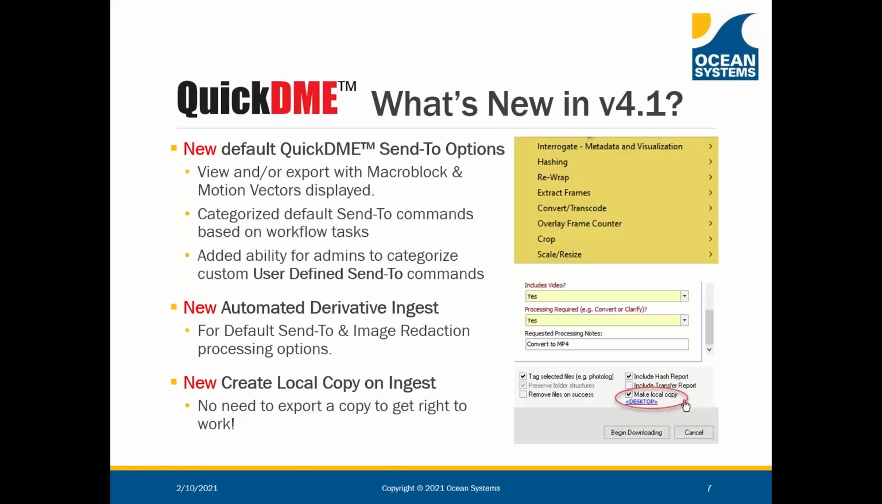Another big time saver is the create local copy on ingest. So if we're thinking about digital evidence workflows, and the first thing that we do when evidence comes into our possession, hopefully integrity and chain of evidence obviously is at the top of the list, preservation and then integrity, right?